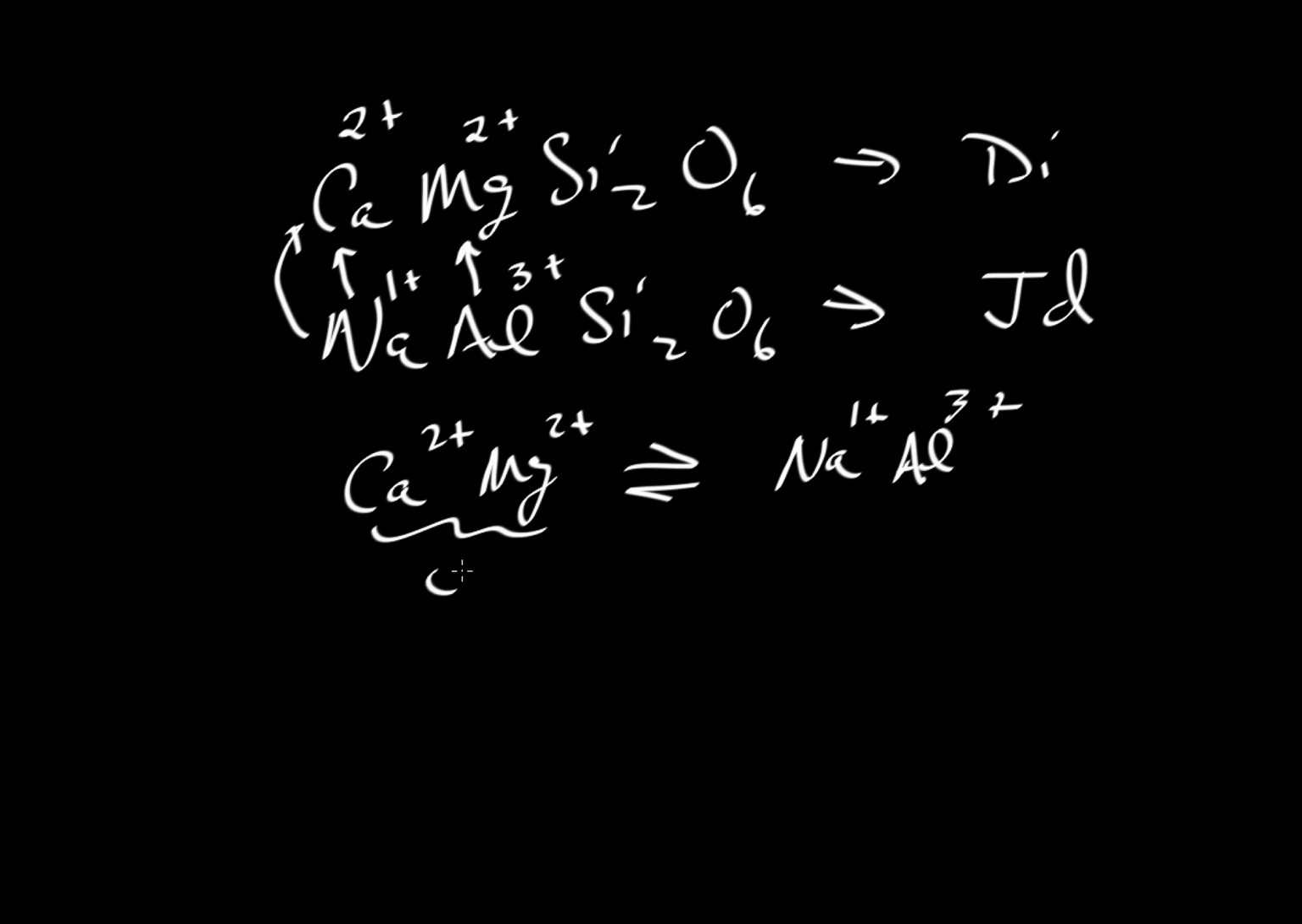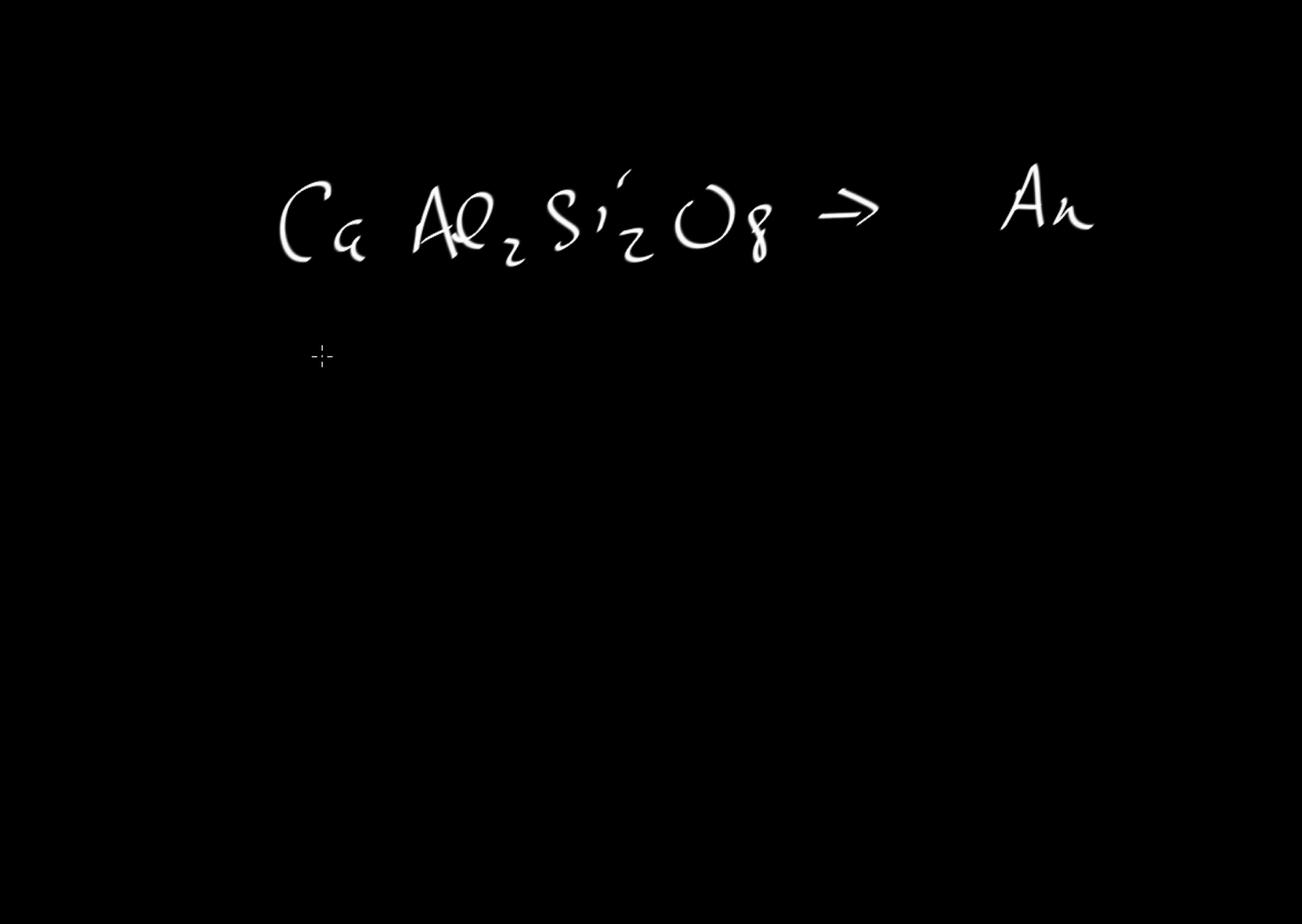Notice that the total charge here is 4+, and that maintains charge balance with a 4+ couple over here. We can't put in sodium by itself or aluminum by itself, but if we substitute these as a couple, then we maintain charge balance. So we could dissolve jadeite into diopside, where we have a single phase, not two separate pyroxenes, but a single pyroxene phase, and it has a mixture of sodium and calcium and aluminum and magnesium substituting on these respective sites.